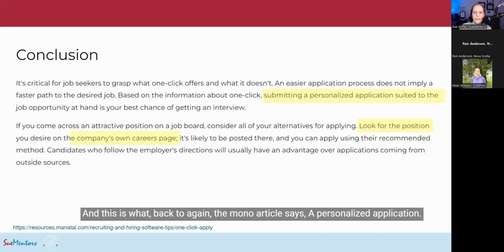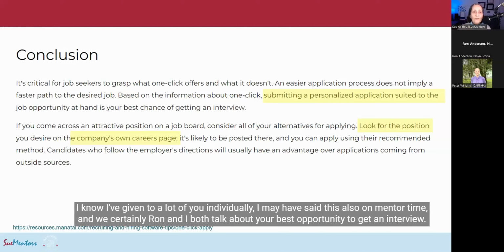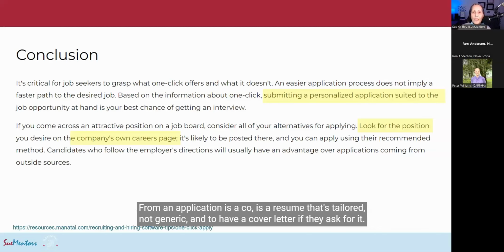And this is what, back to, again, the Monotal article says, a personalized application, and if you can, go to the location for careers on the company's page and submit there, which is advice I know I've given to a lot of you individually. I may have said this also on MentorTime, and we certainly both talk about your best opportunity to get an interview from an application is a resume that's tailored, not generic, and to have a cover letter if they ask for it.